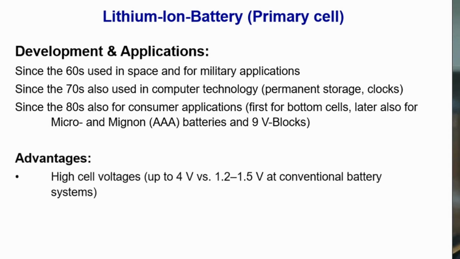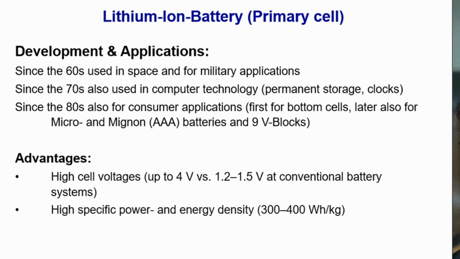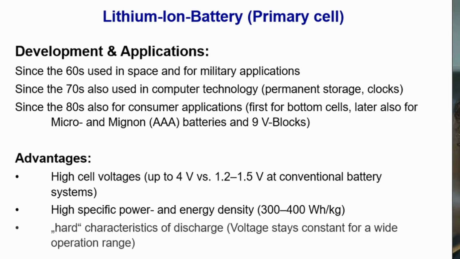Advantages: they offer single-cell high voltages up to 4 volts compared to 1.2 to 1.5 volts in conventional battery systems. They have a high specific power and energy density of 300 to 400 watt hours per kilogram. They have a hard characteristic of discharge. That means that the voltage stays constant over a wide operation range. It means also that at a high discharge level, or if the battery is almost empty, you still have the full voltage.